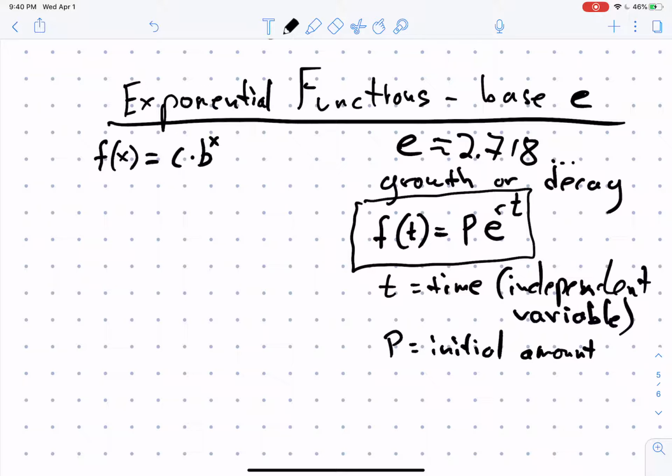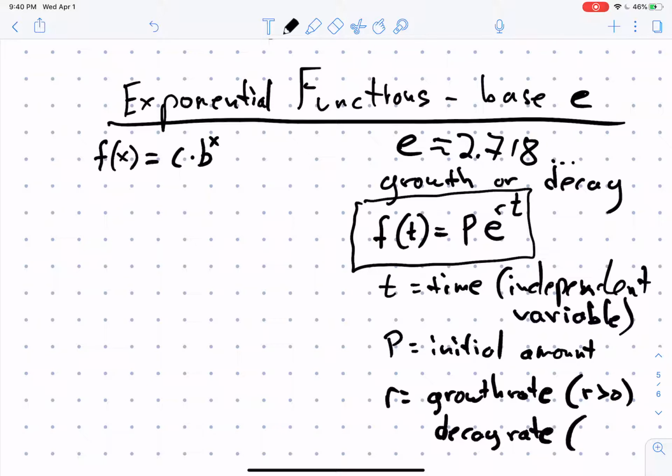If you're talking about a substance, a quantity changing over time, it's how much you have at the start. And then that r is equal to the growth rate if r is positive, or the decay rate if r is negative. Okay.